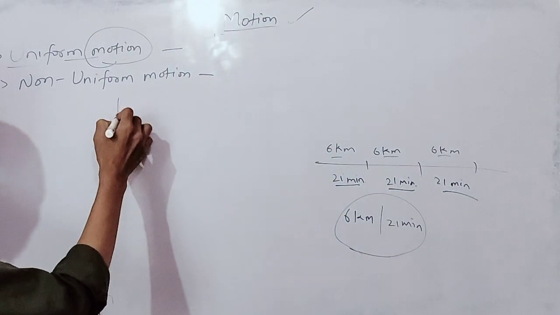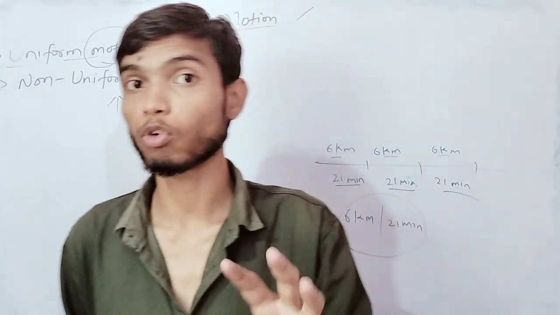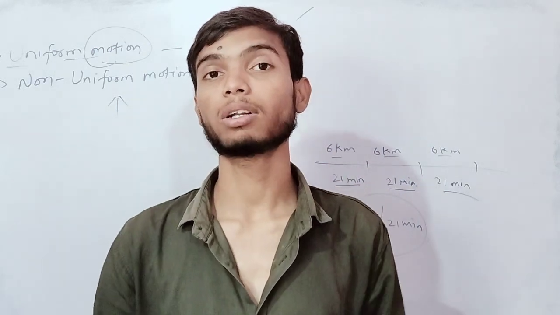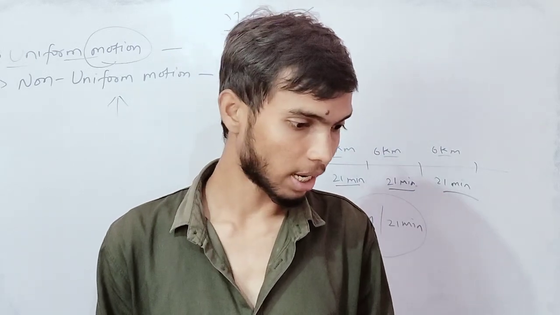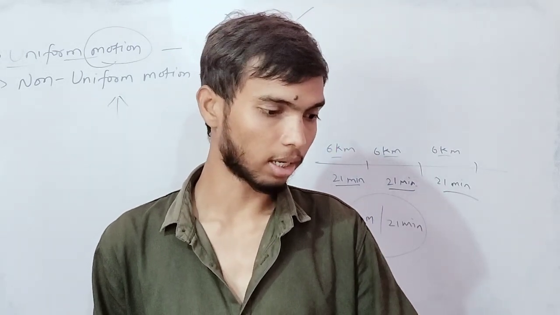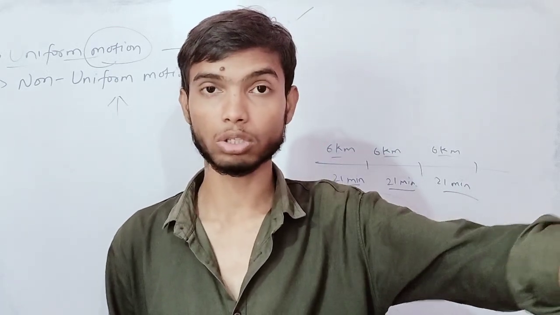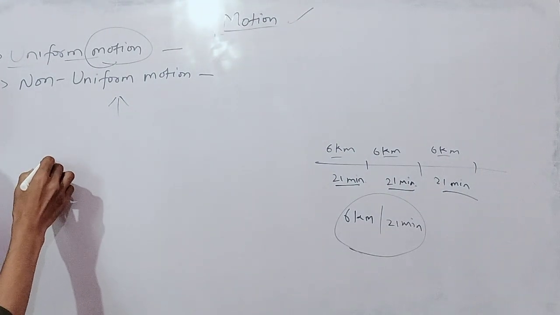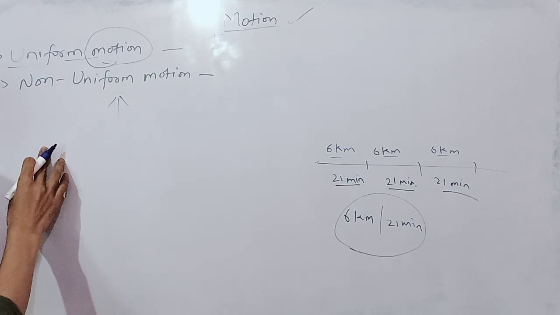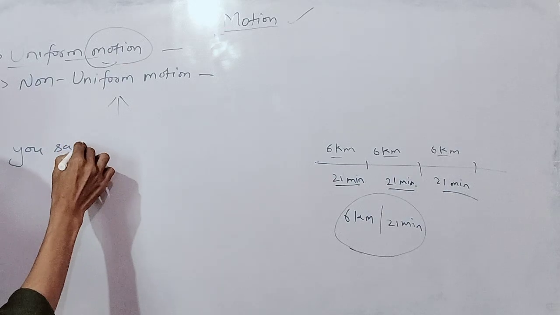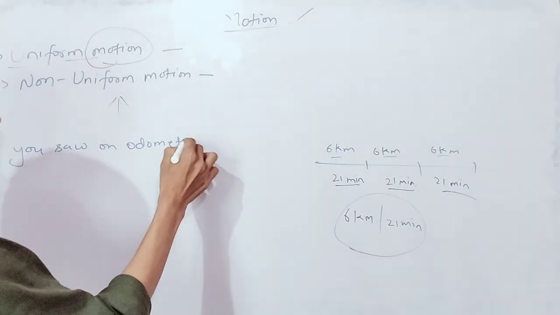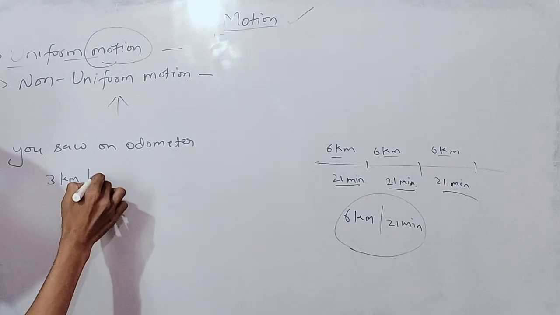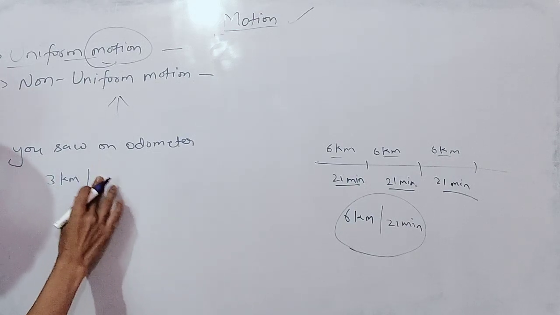Here you can observe in your life. You see non-uniform motion in your life. When you are driving, you can observe non-uniform motion. The odometer will tell you. For example, after 1 hour, you will see that you covered this much distance. Then again after 1 hour, you see what initially you saw, that you covered how much? You saw where? On the odometer. You saw that you covered 3 kilometer within 1 hour.